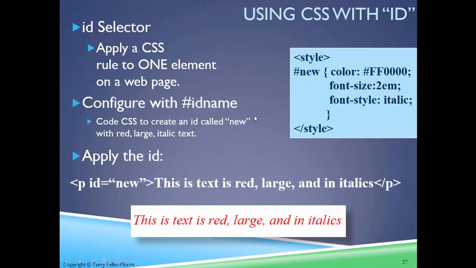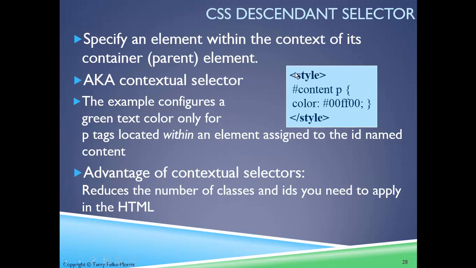With the ID, again, with this particular example, you'll see that it's red, the font size is double, and it's italicized. But you have to say ID equals because it starts with the pound sign. What this says right here is if I have an ID and the ID is named content, any paragraphs inside of that ID should have a color that's green.